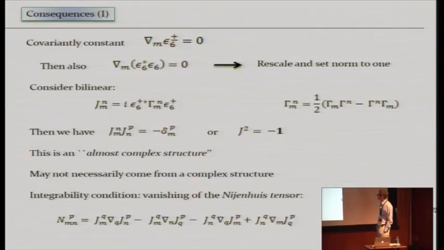Okay? So if you want the additional requirement that you actually have a complex manifold, that means you can actually write local holomorphic coordinate systems, then there's an extra condition on this tensor. Okay, so there's an integrability condition. It's the vanishing of the Nijenhuis tensor. So there's this Nijenhuis tensor N with 3 indices, which is basically J, covariant derivative J, etc., with various permutations of the indices and of the signs here.